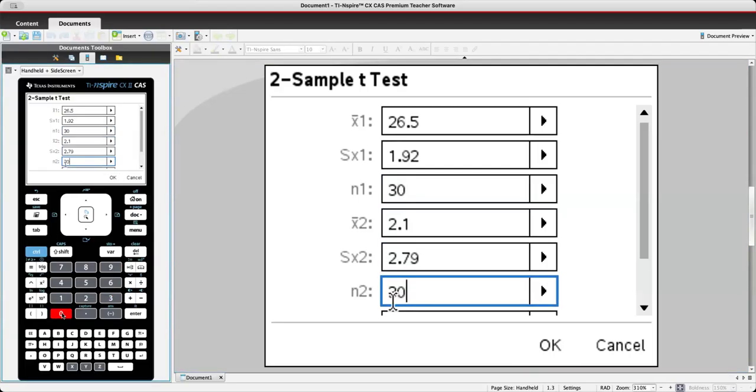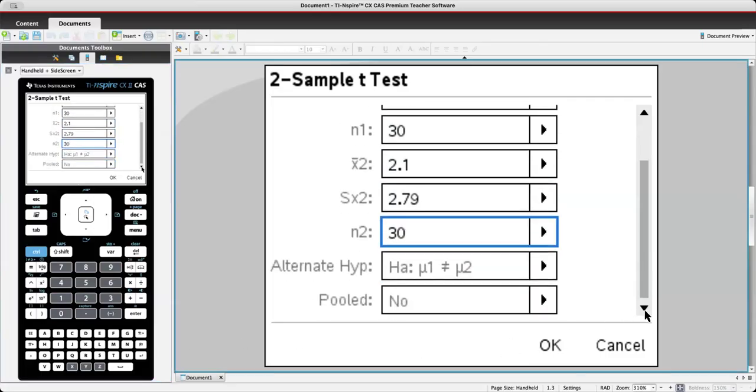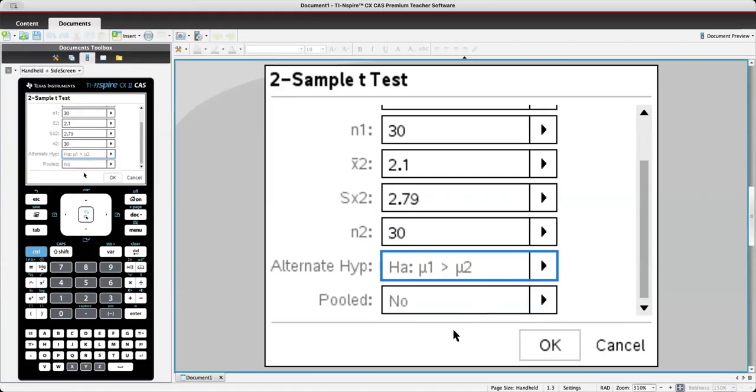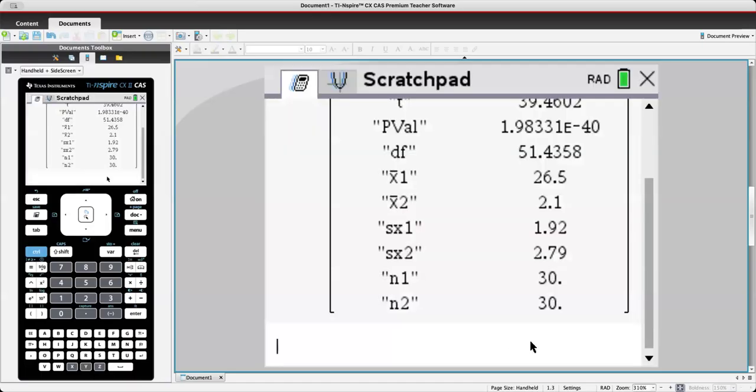And again, it's going to ask you if you want to pool or not. And we say no pool. But don't forget to change your alternative hypothesis. We want mu1 is greater than mu2. Okay. And hit OK. So look at this.